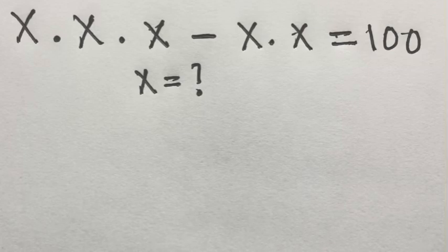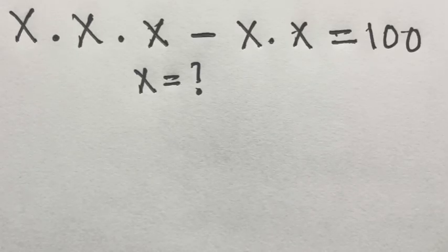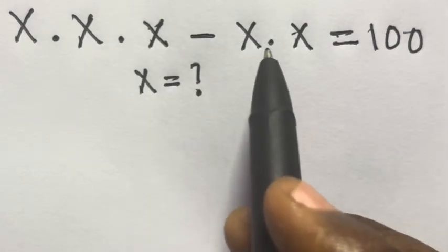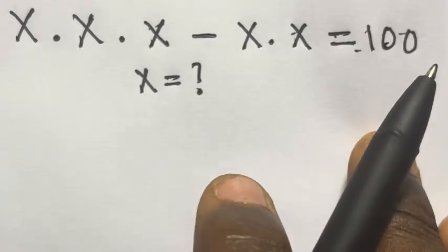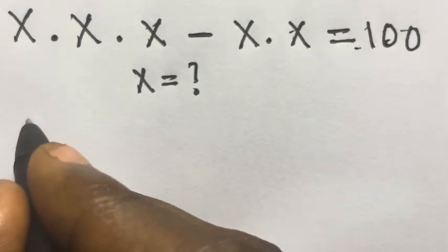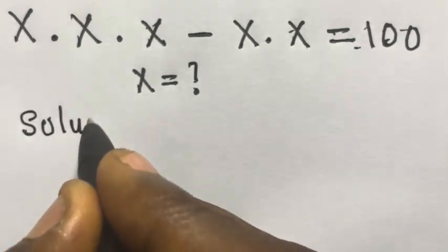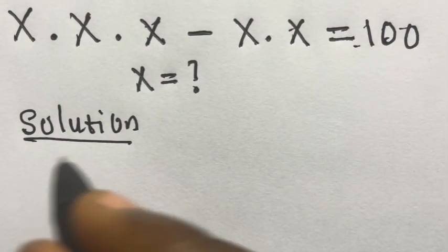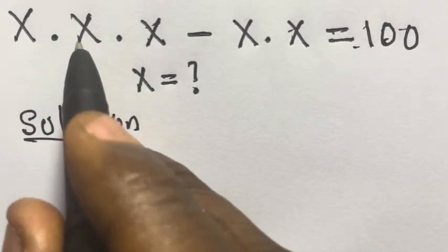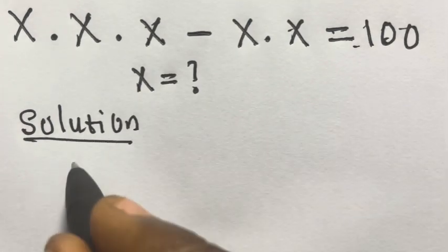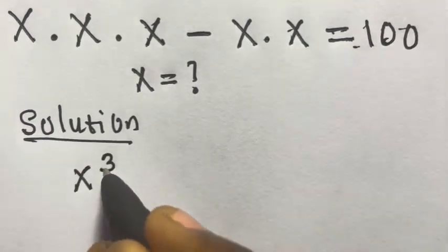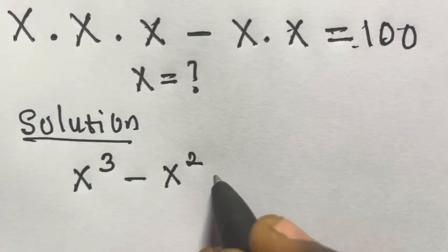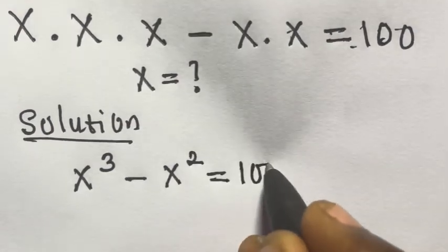Hi, welcome to Mathematics. In this video, we want to solve for x in x times x times x minus x times x equals 100. Let's see the solution. If we multiply x times x, that is x squared, times x, we have x cubed. We have x cubed minus x times x, which is x squared, equals 100.